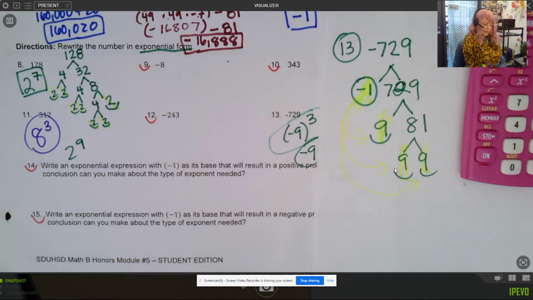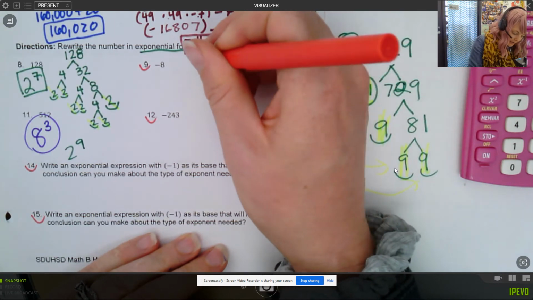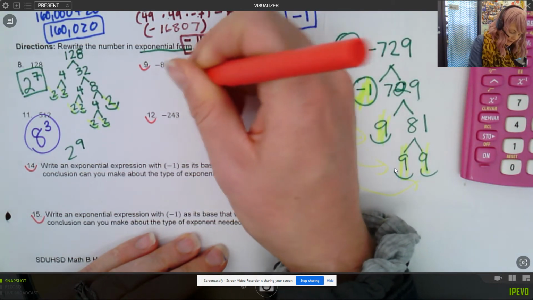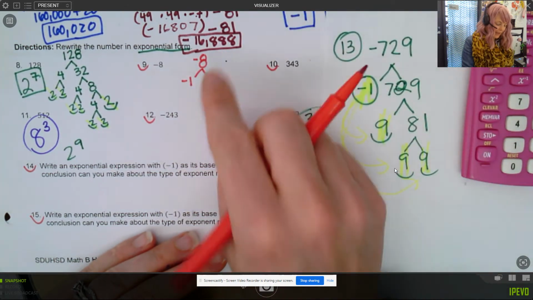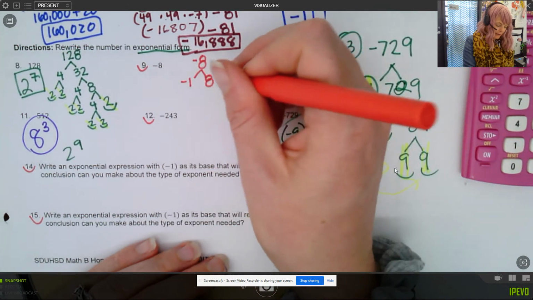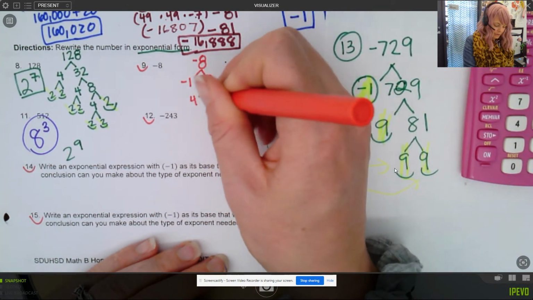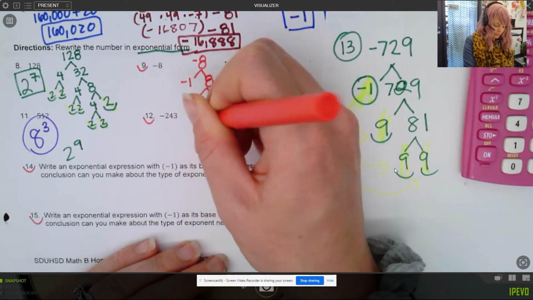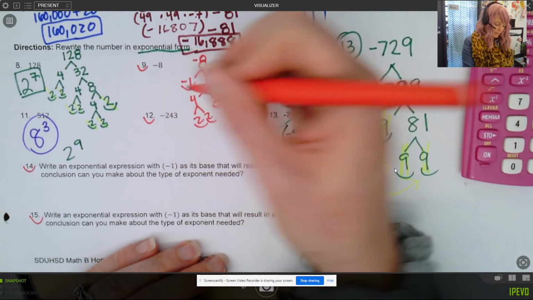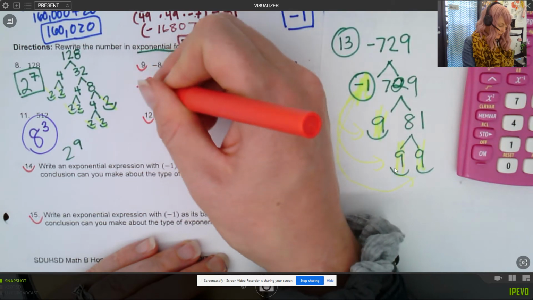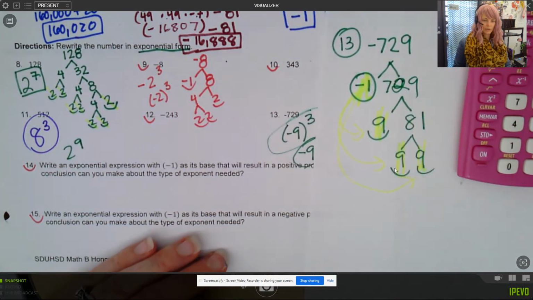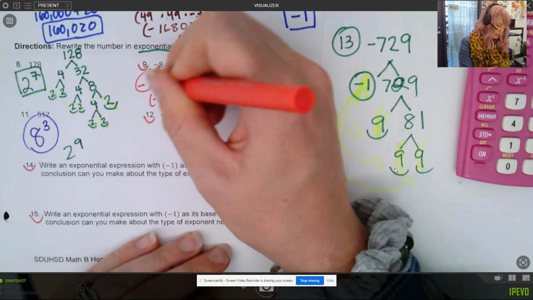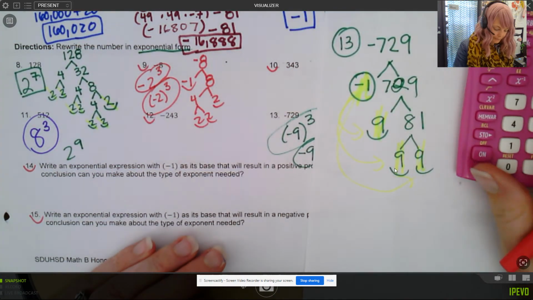Okay, well, let's take a look. So for number 9, -8, we always start with -1 and the number. And then 8, maybe you noticed already, we've been having 4 and 2, and then 2 and 2. So don't forget that this is -2 to the third power, or you can write it as -2 parentheses to the third power. And you can always double check using your calculator.